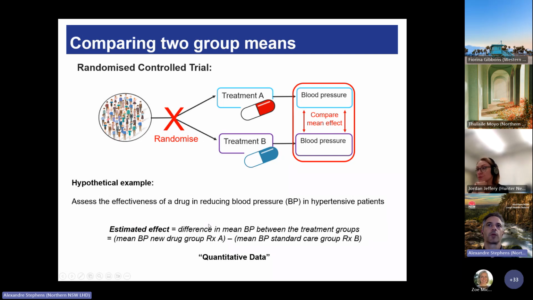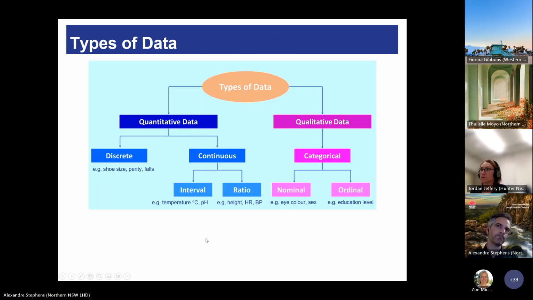So for example, we might be looking to see whether treatment A reduces blood pressure compared to treatment B, and we would just essentially calculate the difference in blood pressure between the 2 groups. So this is kind of how you depict it. We would say that difference in blood pressure is equal to the estimated effect, and mathematically it looks like that. So it's the mean blood pressure in group A minus the mean blood pressure in group B. So this was a hypothetical example for quantitative data.